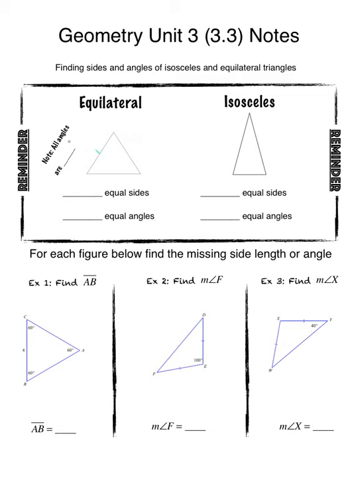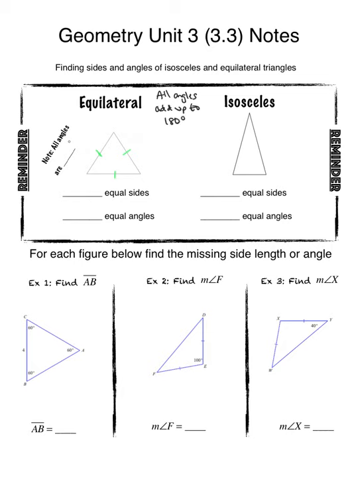So I would make congruency markers here. Notice they all have one marker. That's because every single side is congruent to each other. So let's write some notes. All angles in a triangle add up to 180 degrees.